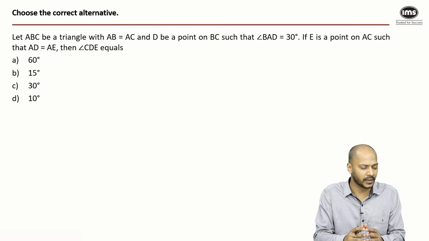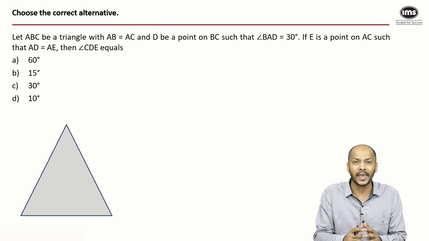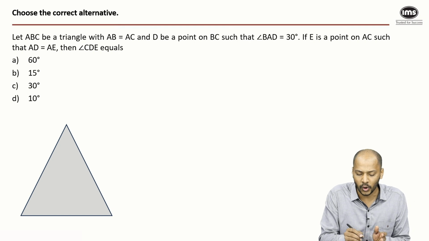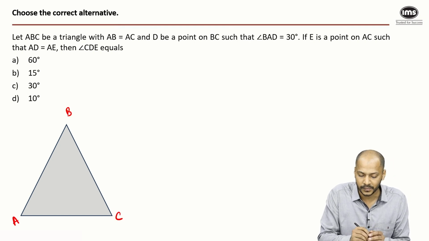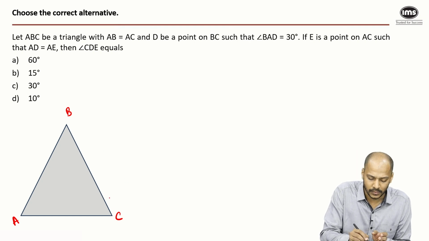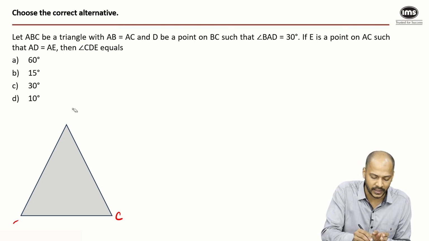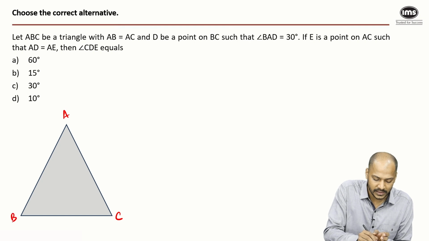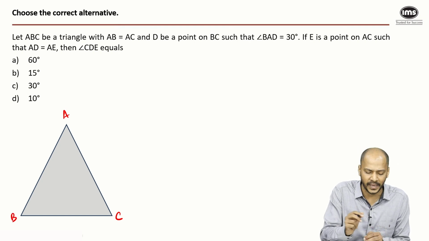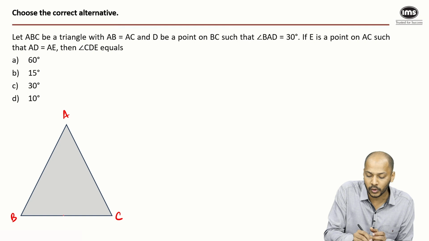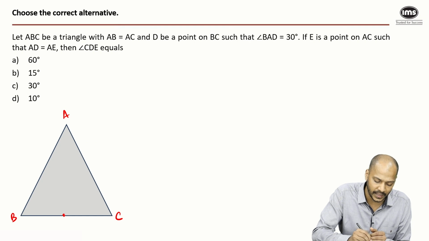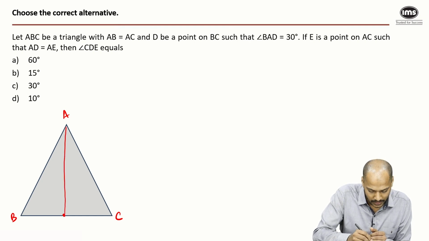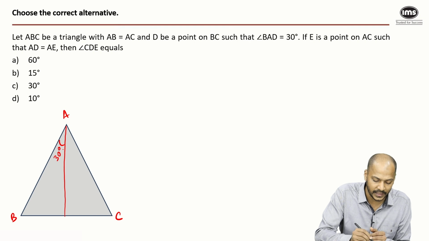If we just start drawing it, we just need to understand, if I have a triangle like this, let me call it A, B, C, and D is a point on BC. Okay, so I'll name it A, B, C because I like taking the point on the base. So let D be a point on BC, such that BAD is 30 degrees. So if I join this line, this angle is 30 degrees.